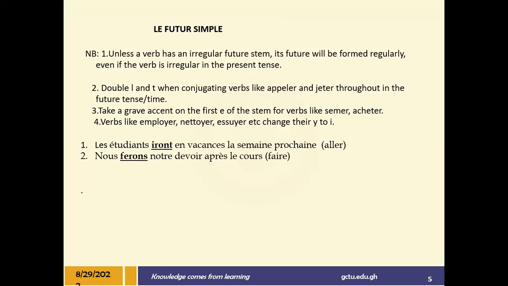Question number one: The students will go on vacation next week. The students will go on vacation or will go on holiday next week. Très bien. Oui, la deuxième traduction, c'est quoi? The second translation will be all. Sera quoi? Nous ferons notre devoir après le cours.